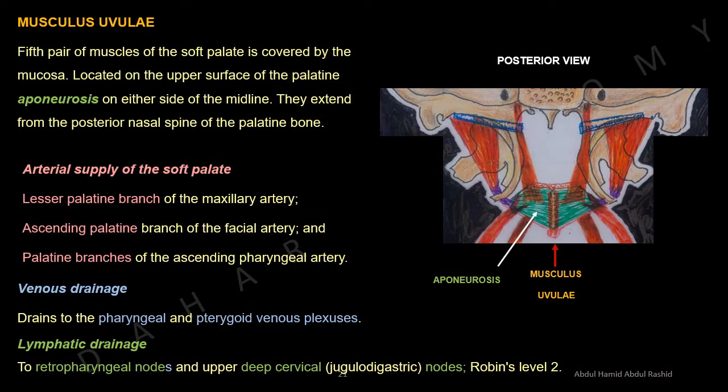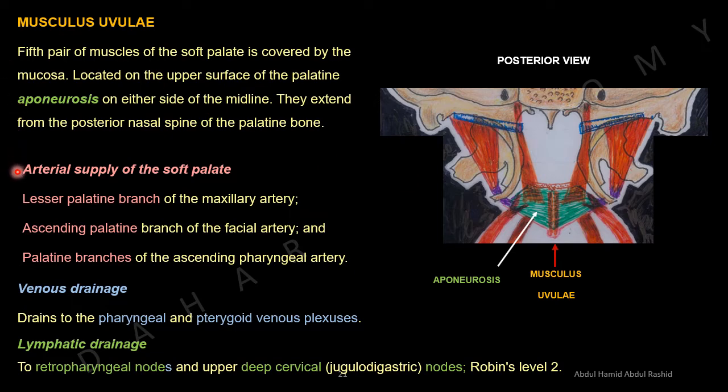Musculus uvulae. This is the fifth pair of muscles of the soft palate. Look at the diagram here, posterior view. This is the aponeurosis of the soft palate. This is musculus uvulae. It is covered by mucosa and located on the upper surface of the palatine aponeurosis on each side of the midline. They extend from the posterior nasal spine of the palatine bone.